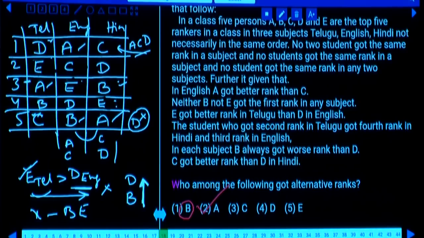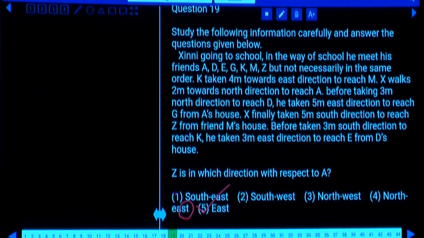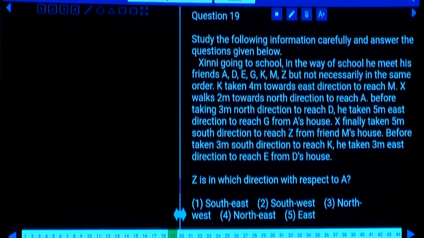Has everyone completed writing this? Then let us move to question numbers 19 to 22. Now, what is it based on? It is based on directions. Ginny is going to school. In the way to school, he meets his friends A, D, E, G, K, M, Z, but not necessarily in the same order.